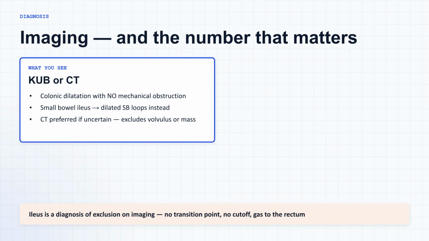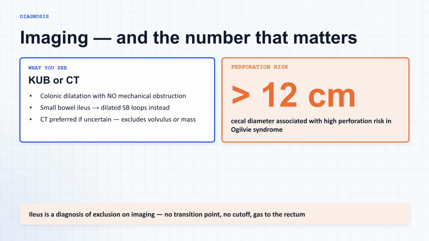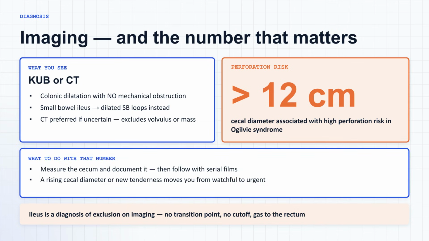Now the number that matters. A cecal diameter greater than 12 centimeters is associated with a high risk of perforation in Ogilvie syndrome. Measure it and write it down. Then follow it with serial films. A rising cecal diameter or new tenderness changes your management from watchful to urgent. And check a lactate and palpate for tenderness. Those 2 findings suggest the colon is already in trouble.